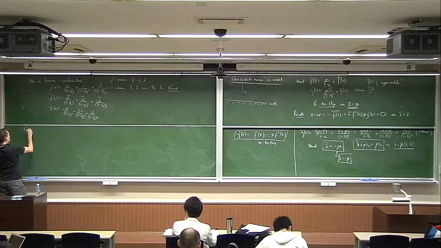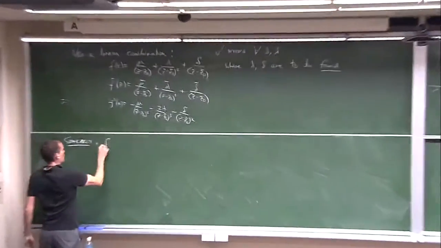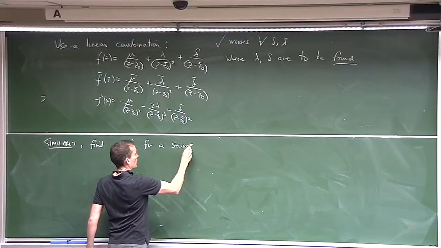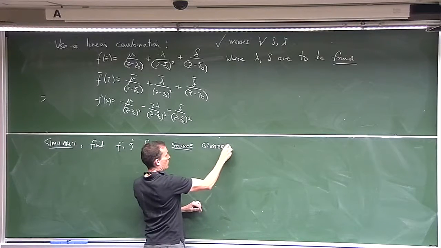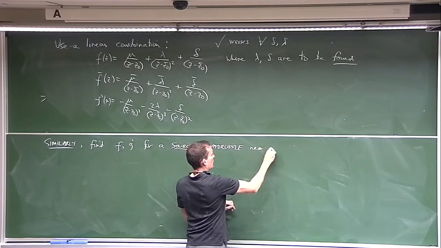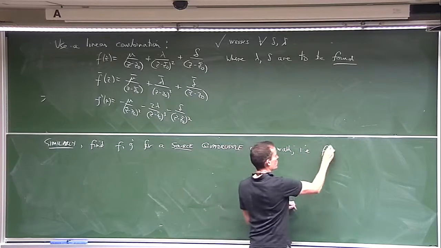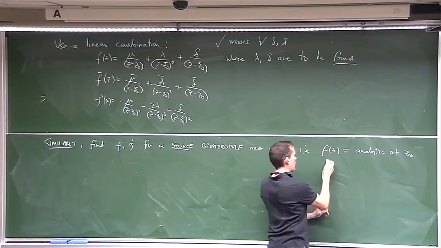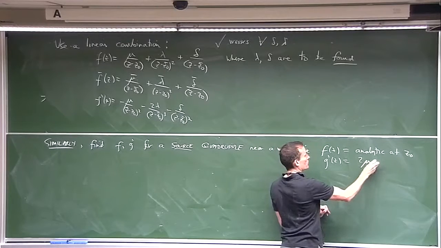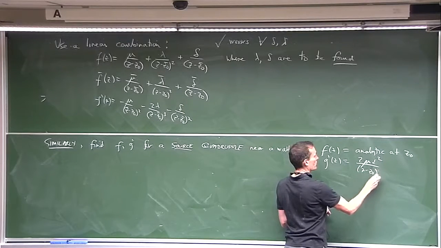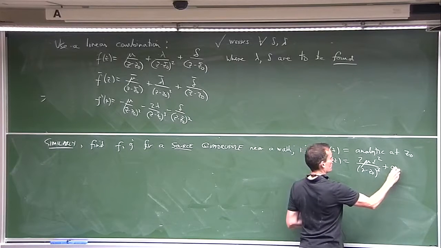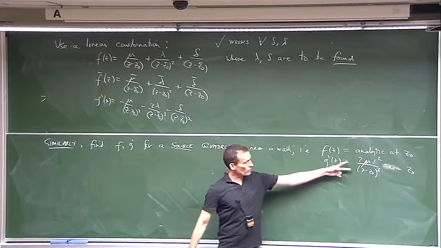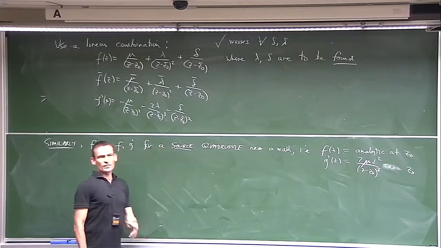So similarly, find F and G prime for a source quadrupole near a wall, i.e., remember you want F analytic and G prime looks like 2 mu epsilon squared over (Z minus Z naught) cubed near Z naught. Okay, that's the source quadrupole. Just another exercise.